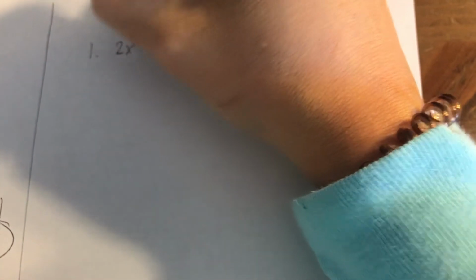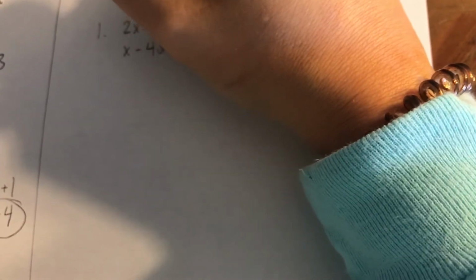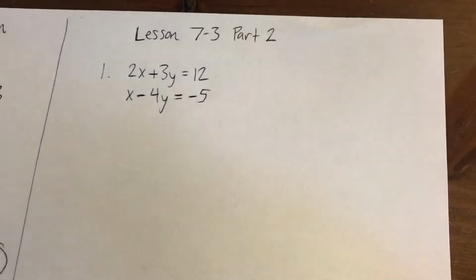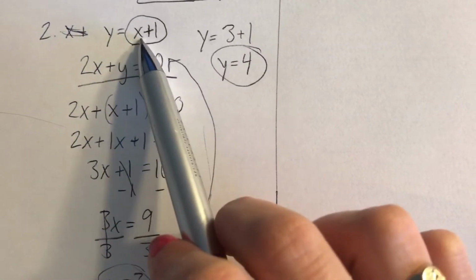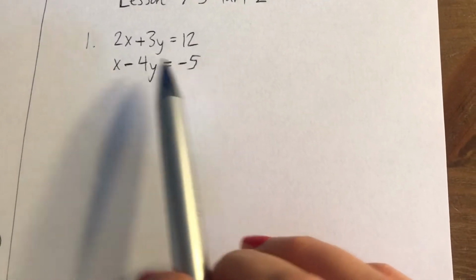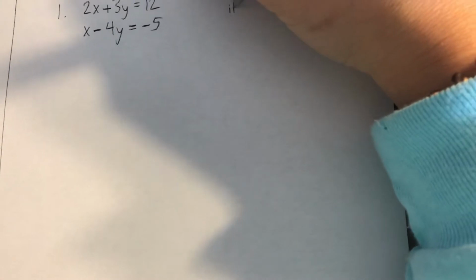is 2x plus 3y equals 12. X minus 4y equals negative 5. Okay, so if this is my example, notice that like example number 2, we had y equals x plus 1. And then we just plugged in x plus 1 when we saw y. But notice for this example, we don't have one of our variables by itself. So the first step is we need to get x or y by itself.